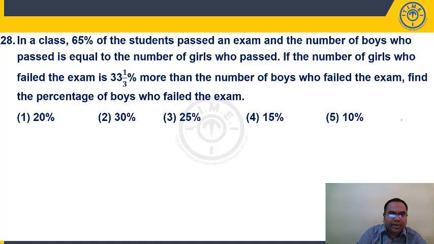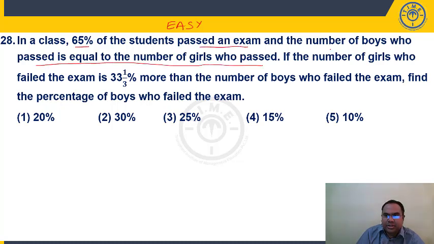Question number 28. By the way, the 27th question I told you it is easy. The 28th question is also easy if you paid attention to your percentages. In a class, 65% of the students passed an exam and the number of boys who passed is equal to the number of girls who passed.